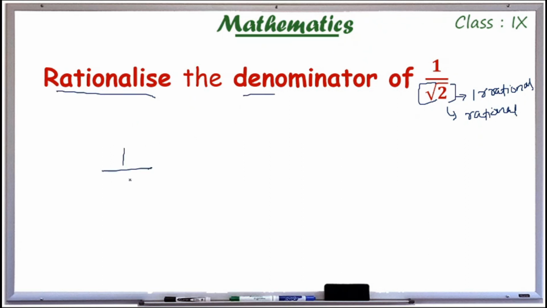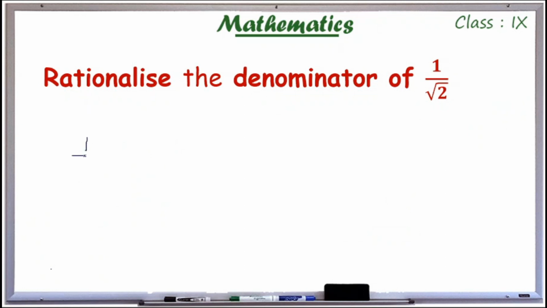So we have 1 by root 2 here. The first step is multiplying root 2 on both sides. Multiply numerator and denominator by the denominator. Here the denominator is root 2, so we have to multiply root 2 on numerator and denominator. If it is root 5, we have to multiply root 5 on both sides. So we are rationalizing 1 by root 2.